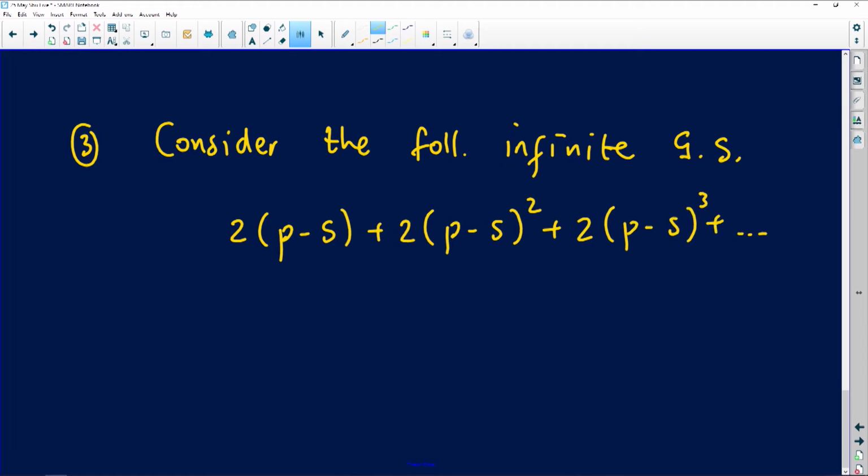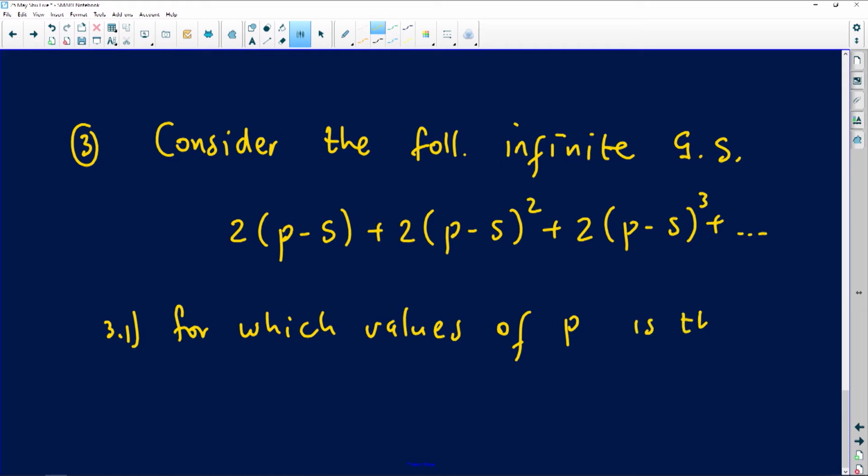What does this tell us? Well, it tells us that it's going to go on forever and ever until the second coming. Question 3.1 says to us here: for which values of p is the series converging?